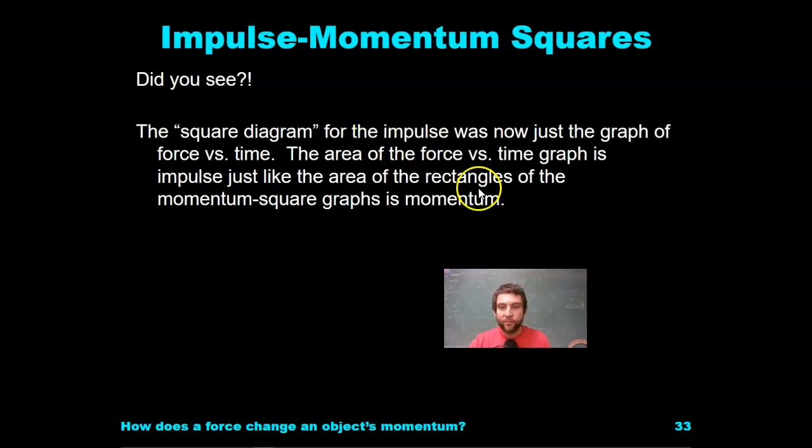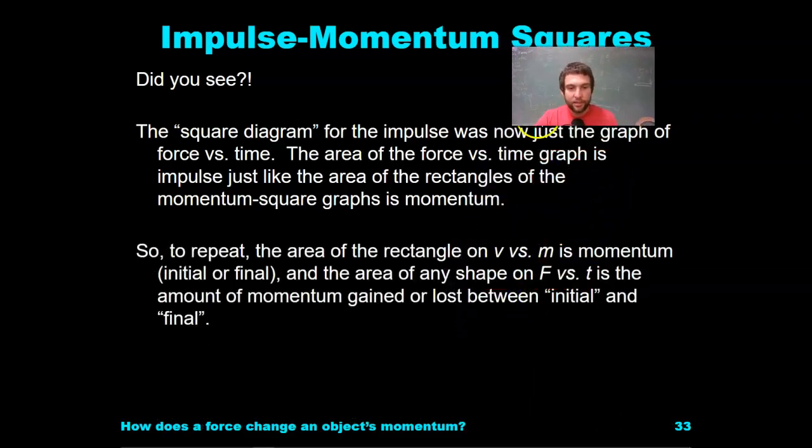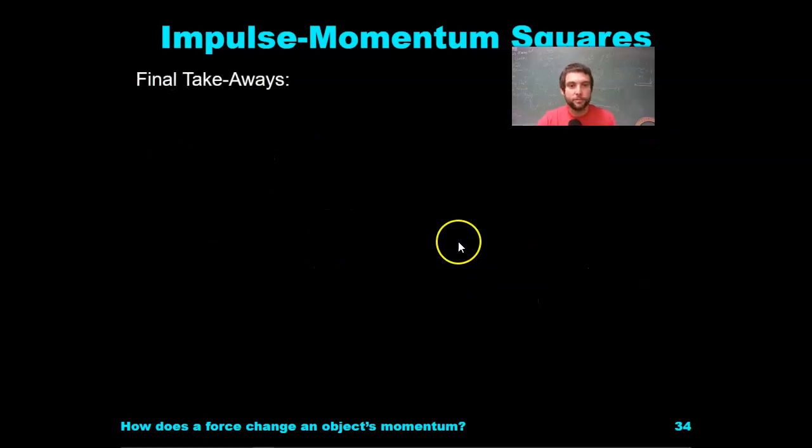The square diagram for impulse is now just the graph of force versus time. The area of the force versus time graph is impulse, just like the area of the rectangles of the momentum square graphs is momentum. So, to repeat, the area of the rectangle on a V versus M graph is momentum, initial or final, and the area of any shape on F versus T is the amount of momentum gained or lost between the initial and final momentums.